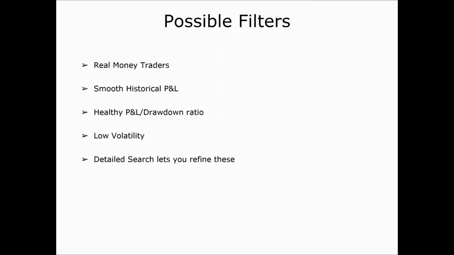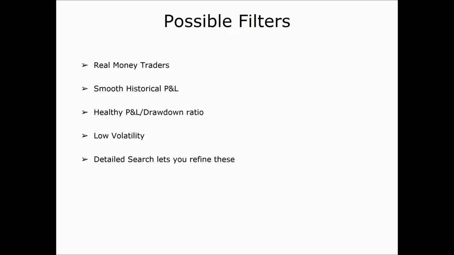A healthy profit and loss to drawdown ratio. What I mean by that is if someone made 100% in a year, then that's great. But if by making 100%, somewhere along the way they lost 90% of their account, for me that's a little bit too much volatility, which brings us to the next one, low volatility. Hopefully not massive swings in the monthly profit or loss. And the detailed search lets you refine all of that.